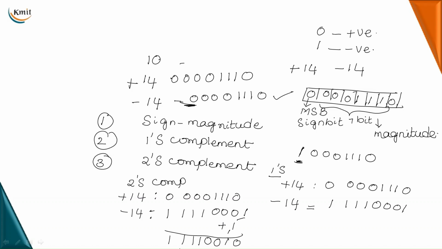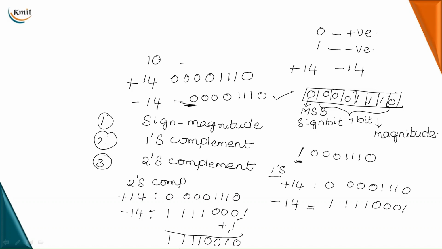So when it comes to negative numbers, when you are representing negative numbers in a binary form in a computer, there are different ways of representation called sign magnitude representation, one's complement representation, and two's complement representation.